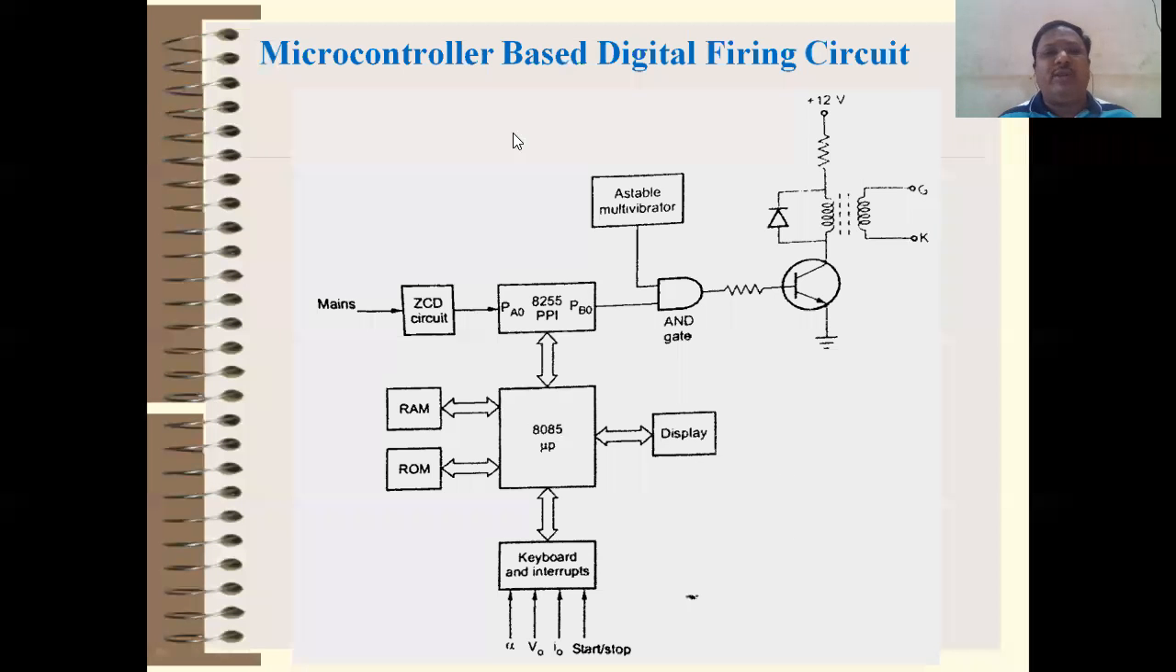Okay. So next one is the microcontroller based digital firing circuit. This particular circuit which is in front of you is microcontroller based.